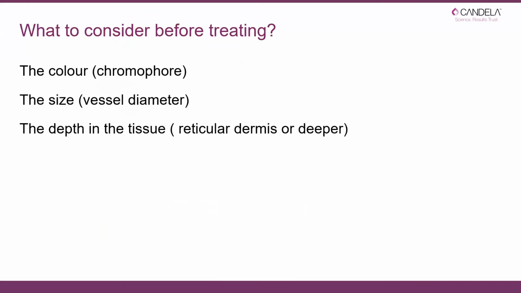Before we treat, we need to consider a number of things. First of all, the color or chromophore of our target, the size of the vessel, as we're looking at vascular today, and also the depth in the tissue. Is that vessel sitting in the reticular dermis, or is it sitting deeper in the tissue? These all have an effect on deciding what wavelength you're going to use, and also the energy and the pulse duration you're going to use in order to coagulate that vessel.